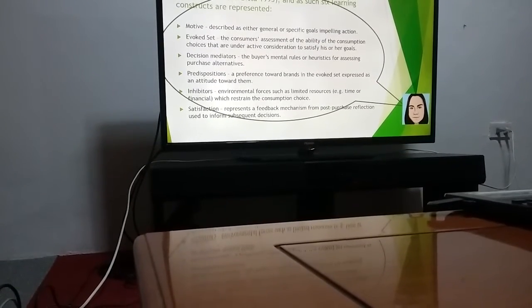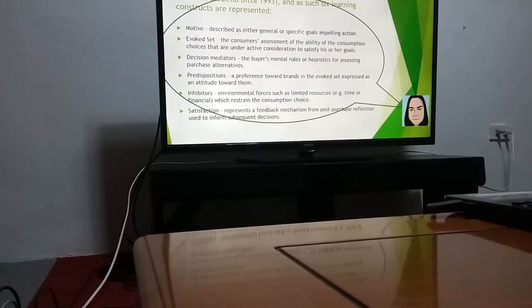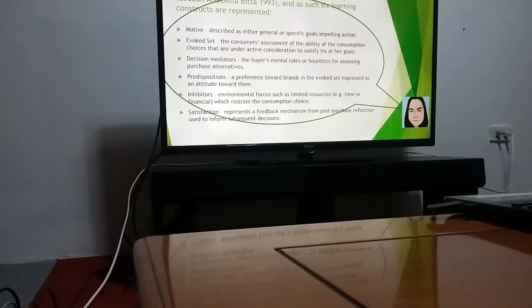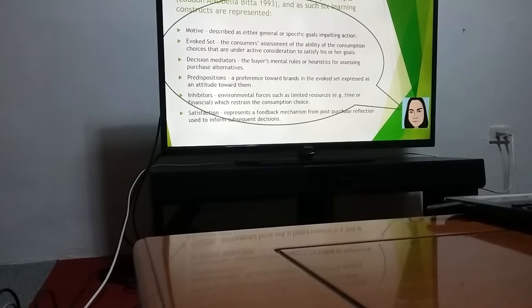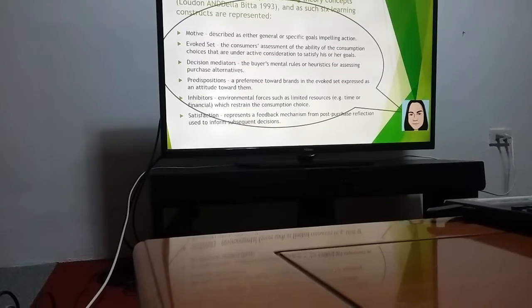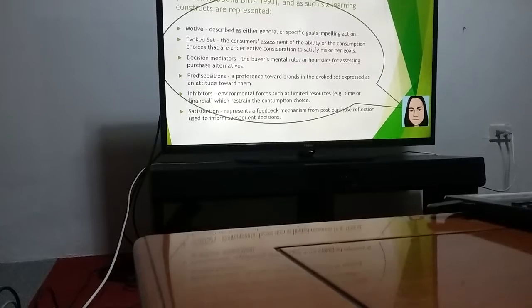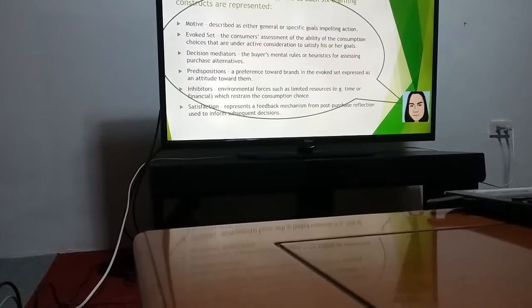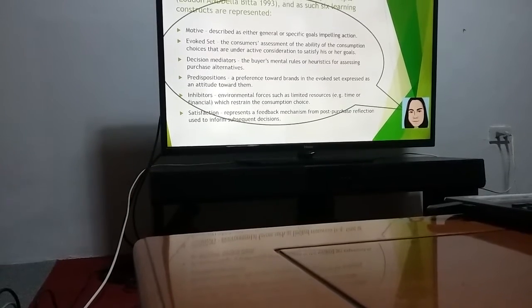Okay? We have predisposition. So, when you say predisposition, these are preferences toward brands in the evoked set that express an attitude toward them. Predispositions, ito yung mga dati nang naiisip mo. Hindi man siguro consciously, pero pagpasok mo dun sa store, parang bias ka na towards buying this brand. For example, Samsung. Kasi bata ka pa lang, pangarap mo nang magka-Samsung. Okay? And we also have the inhibitors. Inhibitors are the environmental forces such as limited resources.